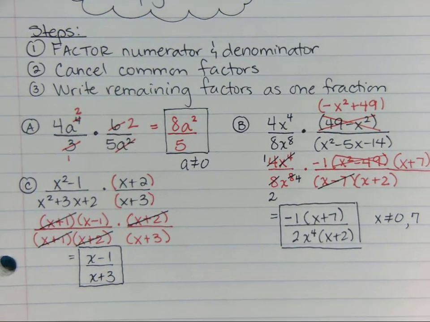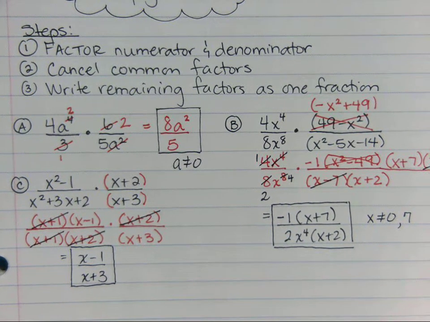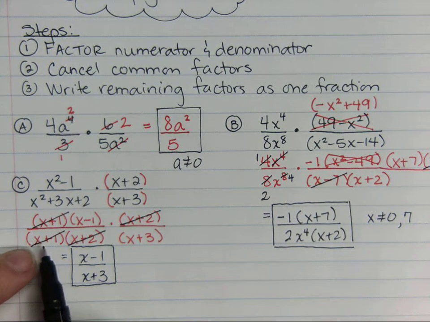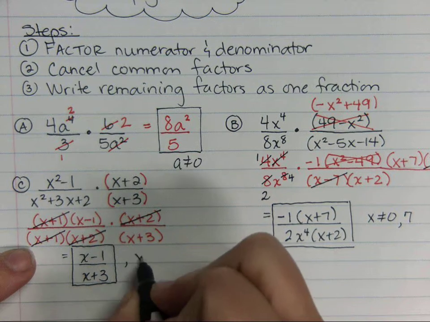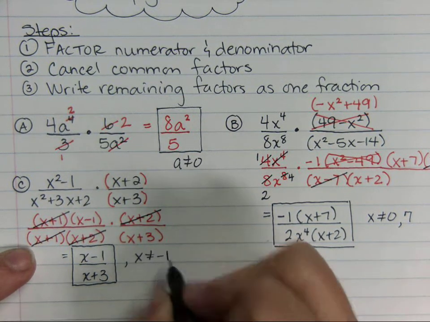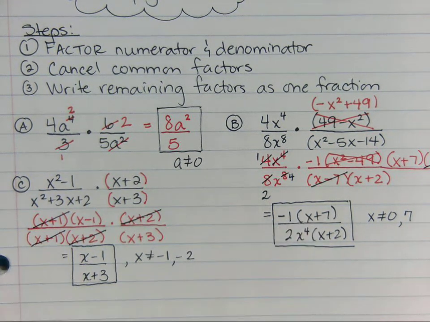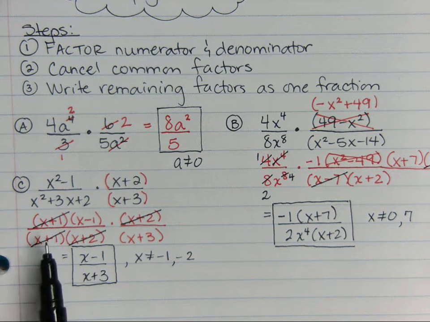It's when you always cancel something out. Like over here, what did I cancel out on letter C? I canceled out an x plus 1. So when is x plus 1 going to be equal to 0? When it's negative 1, so I can't use negative 1. When is x plus 2 going to be equal to 0? When it's negative 2. So those two values are restricted. It looks like I could use them here and still be okay, but I can't because I canceled out a factor. I canceled out that visual reminder that I can't use those values.